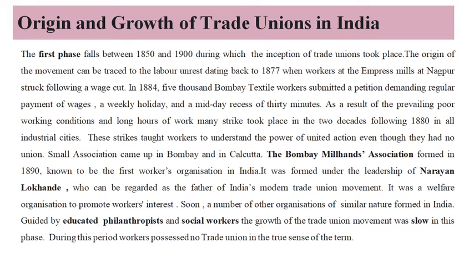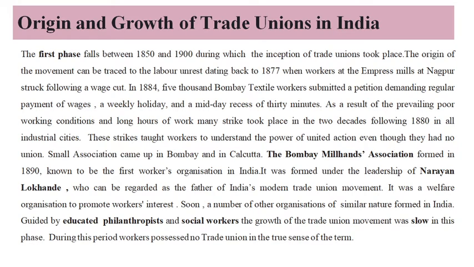These strikes taught workers to understand the power of united action even though they had no union. Small associations came up in Bombay and in Kolkata. The Bombay Mill Hands Association, formed in 1890, is known to be the first workers' organization in India. It was formed under the leadership of Narayan Lokhande, who can be regarded as the father of India's modern trade union movement. It was a welfare organization to promote workers' interest. Soon, a number of other organizations of similar nature formed in India.